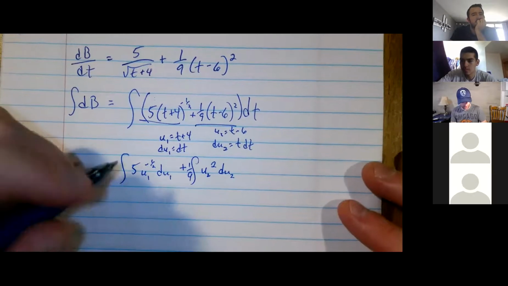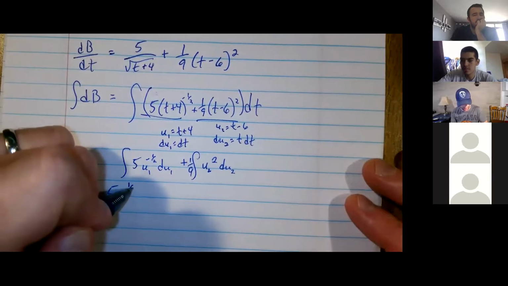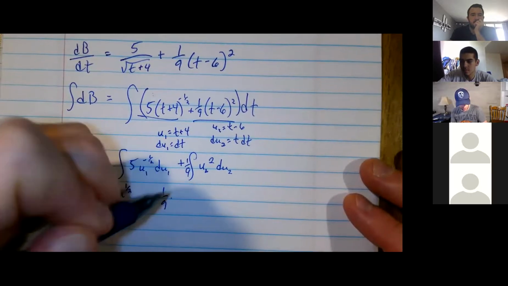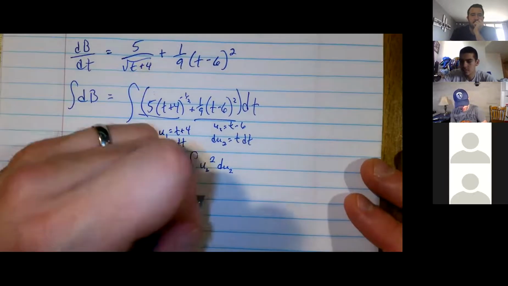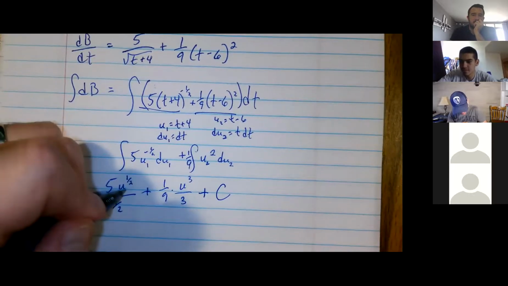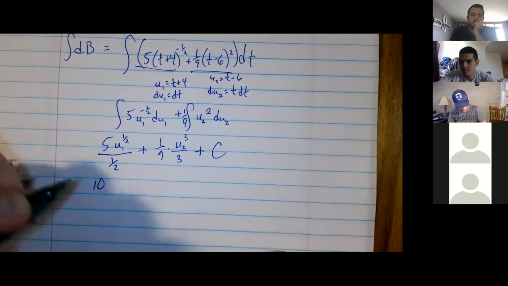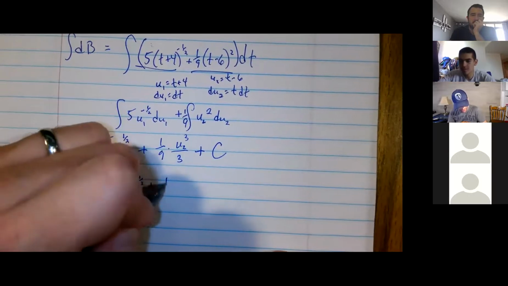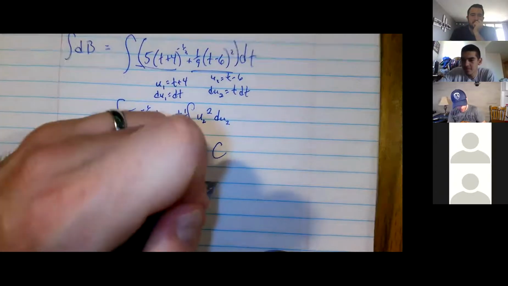What is the integral of u to the negative 1/2? So remember, we add 1 to the power, so it becomes u to the positive 1/2 divided by 1/2. Then plus 1/9 times the integral of u squared would be u cubed over 3, right? And then once again, don't forget to add c. All right, now remember, this was u sub 1 over here, and this was u sub 2 here. And so this becomes 10 u sub 1, which is t plus 4 to the 1/2, plus this becomes 1/27 u sub 2, which is t minus 6 cubed, plus c.